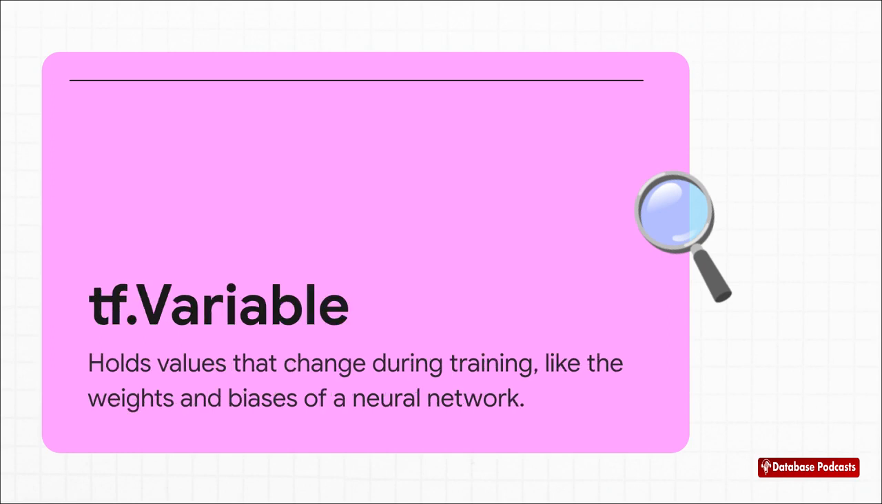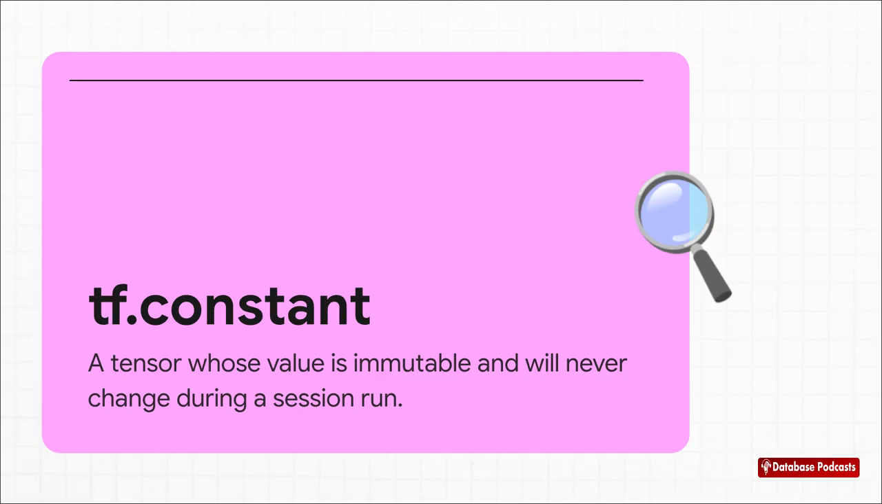First, you've got variables. These are the parts of the model that can actually change. Think of them as the adjustable knobs. They hold the values, like the weights in a neural network, that get tweaked and updated during training. This is basically where the learning part happens. Then there are constants. And yeah, they're exactly what they sound like. Their value never, ever changes. You set it once when you're building the graph, and it's locked in.